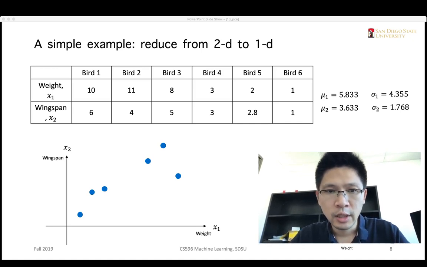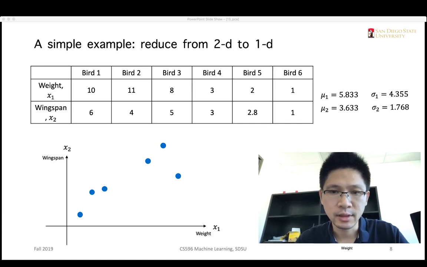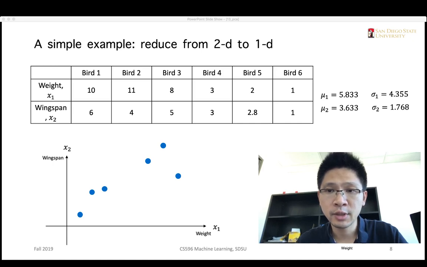Okay, so now given these raw data sets, of course we can plot it immediately on the 2D space. So we can see that the blue dots here indicate the positions of those data points, those 6 birds data points in the 2D space. Okay, and before we carry out the next step, we can compute some helper values for each feature. So the mu1 here is the mean value of the weight feature. Okay, and sigma 1 is the standard deviation of the weights, and mu2 is the mean value of wingspan, and sigma 2 is the standard deviation of wingspan.